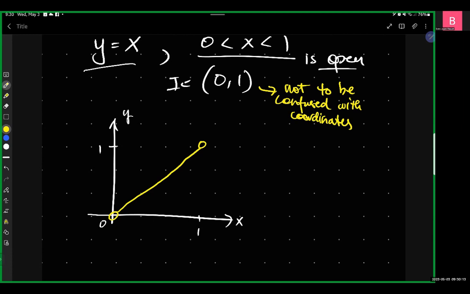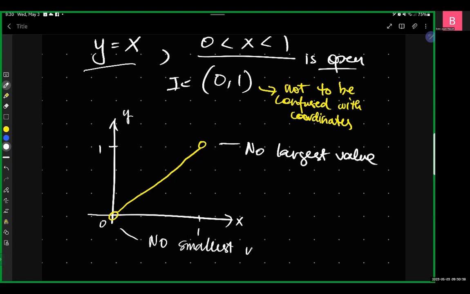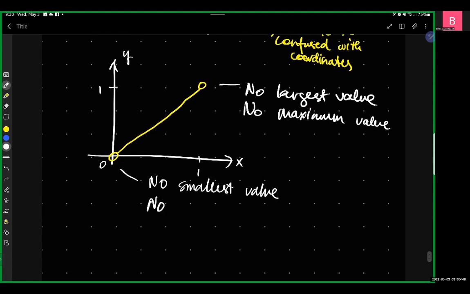So now, when you're asked, what is the maximum value of this function for this given interval? The answer is, there is no largest value. And when you're asked, what is the minimum value of this function for the given interval? The answer is no smallest value. Or in terms of maximum and minimum, no maximum value and no minimum value.